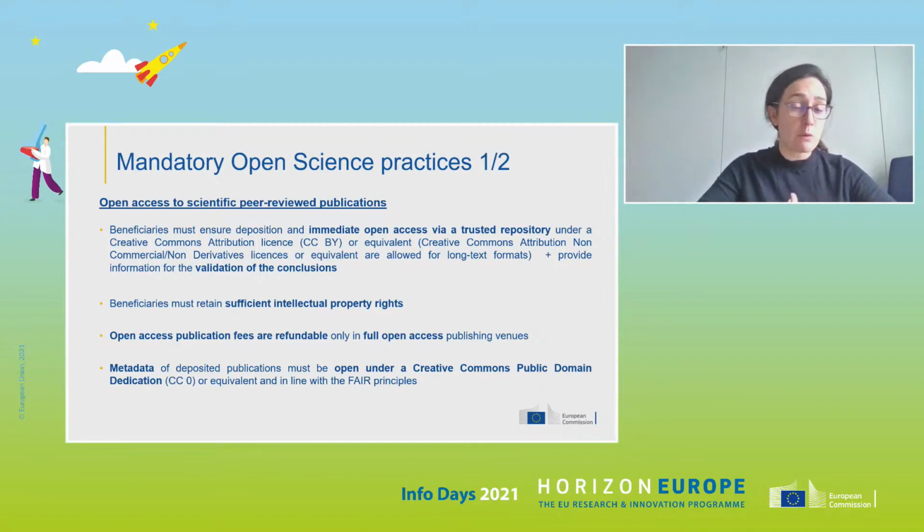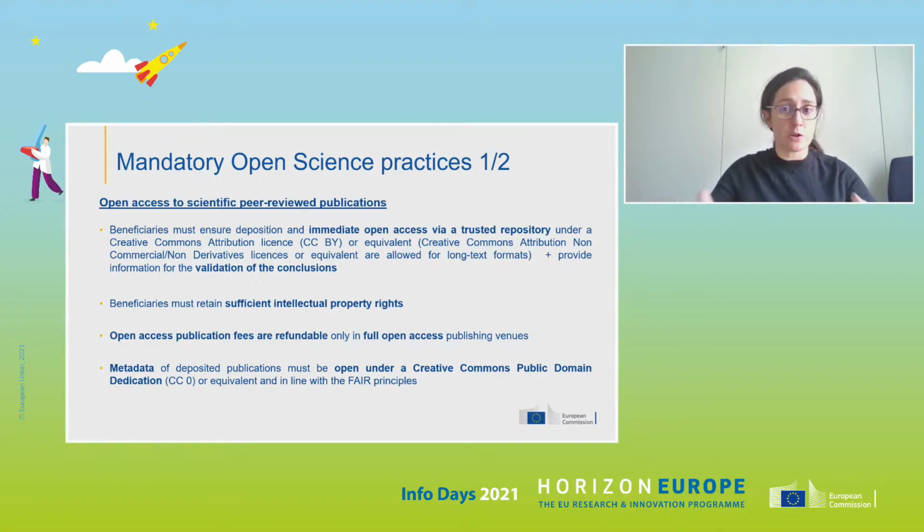So our beneficiaries can decide to publish in the venue they want, but they will have to provide immediate open access, that is at publication time, via a trusted repository. Trusted repository is defined in the annotated grant agreement that will shortly be published, under open licenses to allow for maximum reuse of that publication. Beneficiaries must retain sufficient intellectual property rights to comply with those obligations, and open access publication fees are refundable only in full open access publishing venues. What does this mean? In those venues in which all content is openly accessible to all.